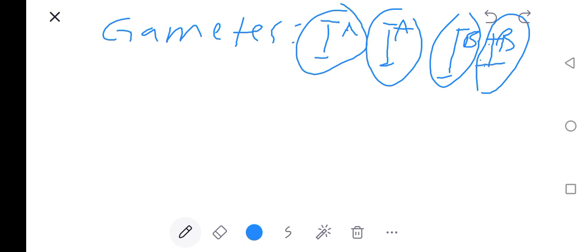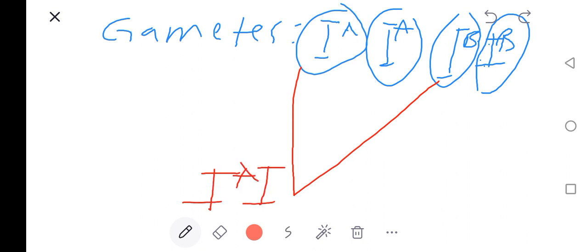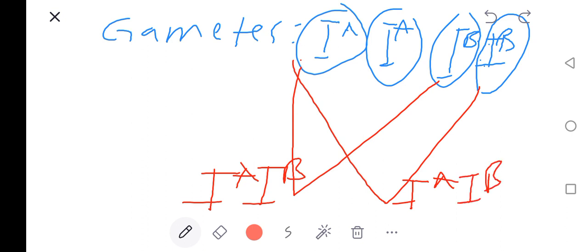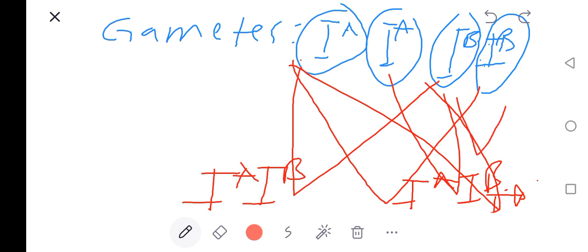And then let's do the crossing. This one goes with this one. The first crossing gives IA IB. Then the next gives IA IB, and so on. Just like that.